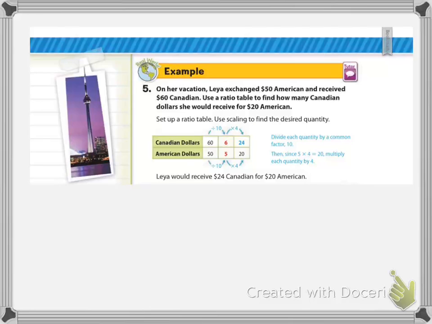All right, so on our last page, page 42, example 5: On her vacation, Leah exchanged $50 American and received $60 Canadian. Use a ratio table to find how many Canadian dollars she would receive for $20 American.